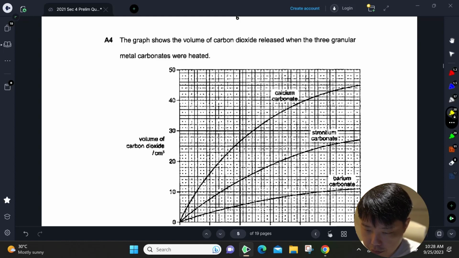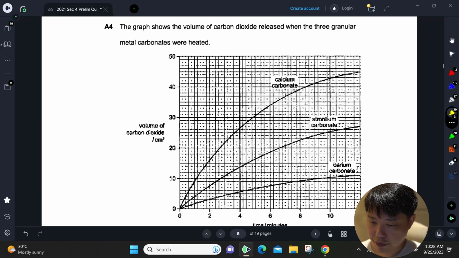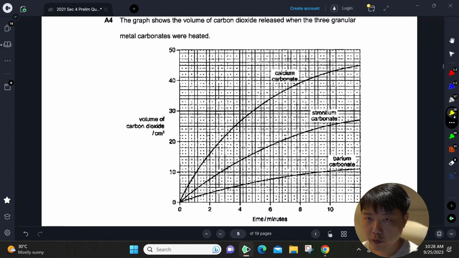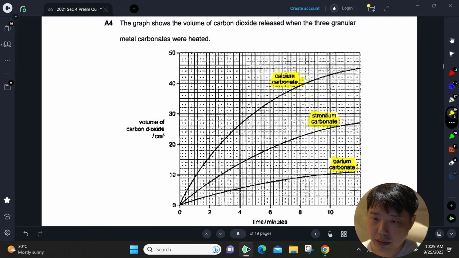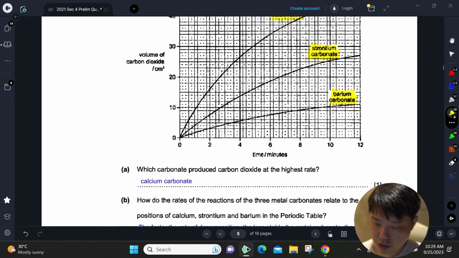All right, on to question 4. So we have a graph here that shows the volume of carbon dioxide released when 3 granular metal carbonates were heated. So we have here calcium carbonate, strontium carbonate, barium carbonate. As they were heated, supposedly thermal decomposition happened and carbon dioxide was given off. Okay, which carbonate produced carbon dioxide at the fastest rate?